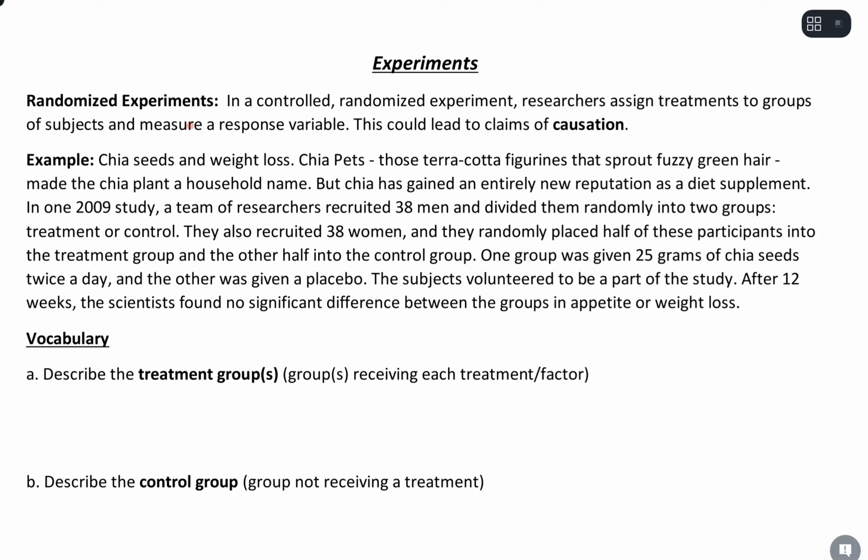In that last video, we talked about observational studies where the researchers just observe and collect the data and analyze it from there. So they're not affecting anything. In this video, we're looking at experiments, and we're going to look specifically at randomized experiments. So in a controlled randomized experiment, researchers assign treatments to groups of subjects and measure a response variable.